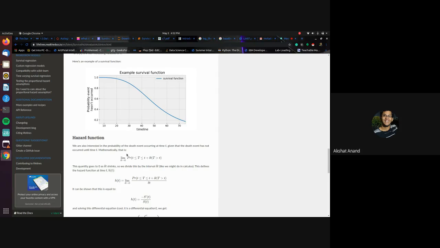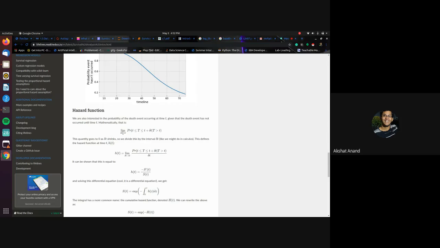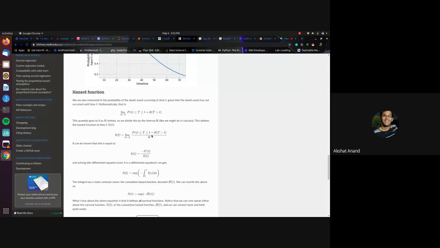Mathematically it is denoted as the limit of small delta t tending to 0 of the probability of capital T ranging from a given time t to t plus a small increase of delta t. As the small time shrinks to 0, we divide by delta t, as a derivative, and this function is described as the hazard function.